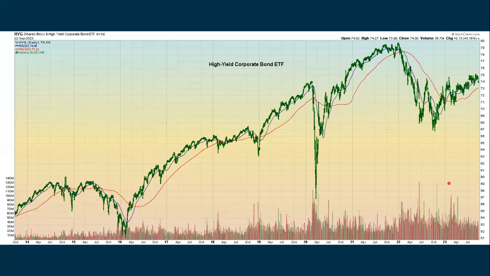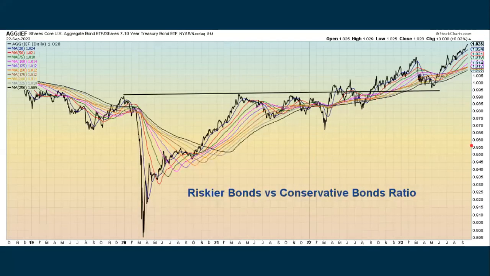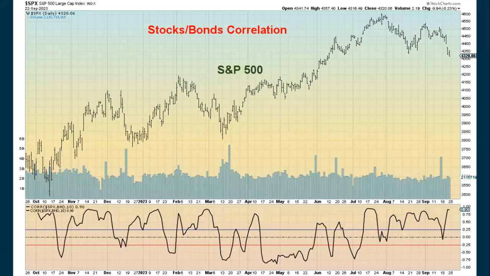We look at high yield bonds, which means junk bonds, and they continue to hold up quite well and are in a pretty solid uptrend. Then we look at investment grade bonds, which are more conservative, and they're starting to see a downtrend. We look at a ratio between riskier bonds and more conservative bonds, and this is continuing to go up. Folks tend to prefer high yield bonds, even though they're willing to take on more risk because they're getting a better return. Then we do a correlation.